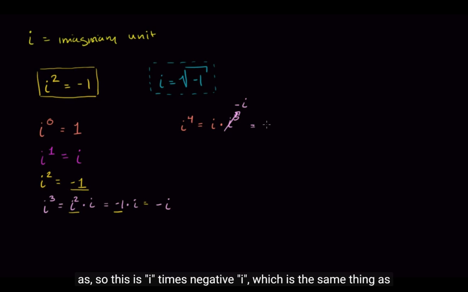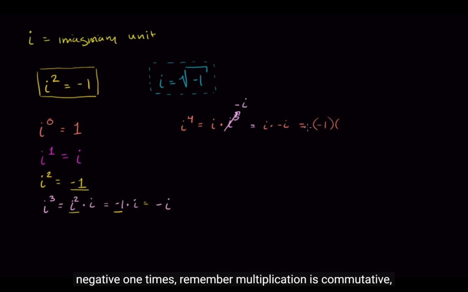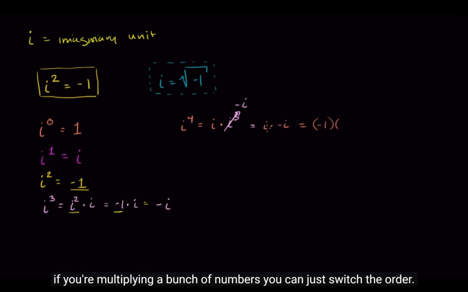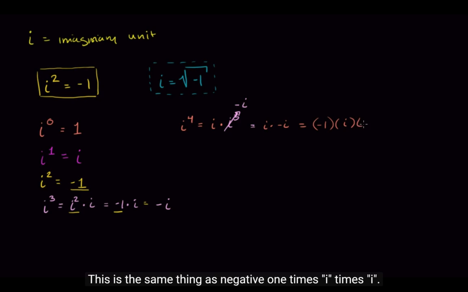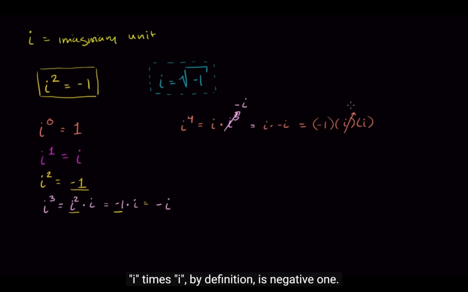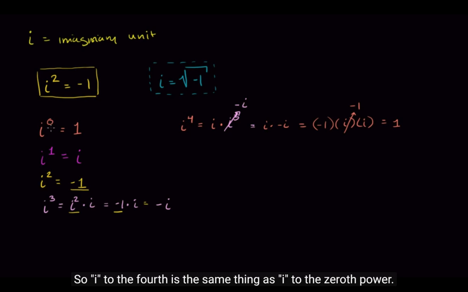So this is the same thing as -i times i, which is the same thing as -1 times, remember, multiplication is commutative. If we're just multiplying a bunch of numbers, we can switch the order. This is the same thing as -1 times i times i. i times i, by definition, is -1. -1 times -1 is equal to 1. So i to the 4th is the same thing as i to the 0th power.